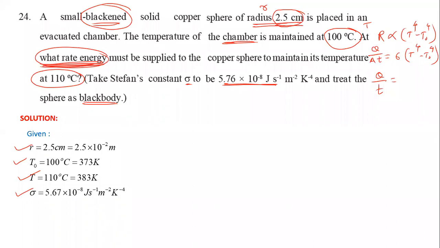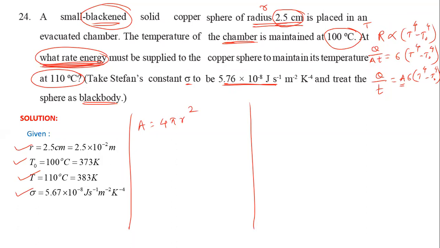So you can transfer the A to this side: A sigma T raised to 4 minus T0 raised to 4. This is the formula. We have to find out this area. How do we find out area? It's a sphere, so the surface area of the sphere is 4 pi r square. Area you have to find out.